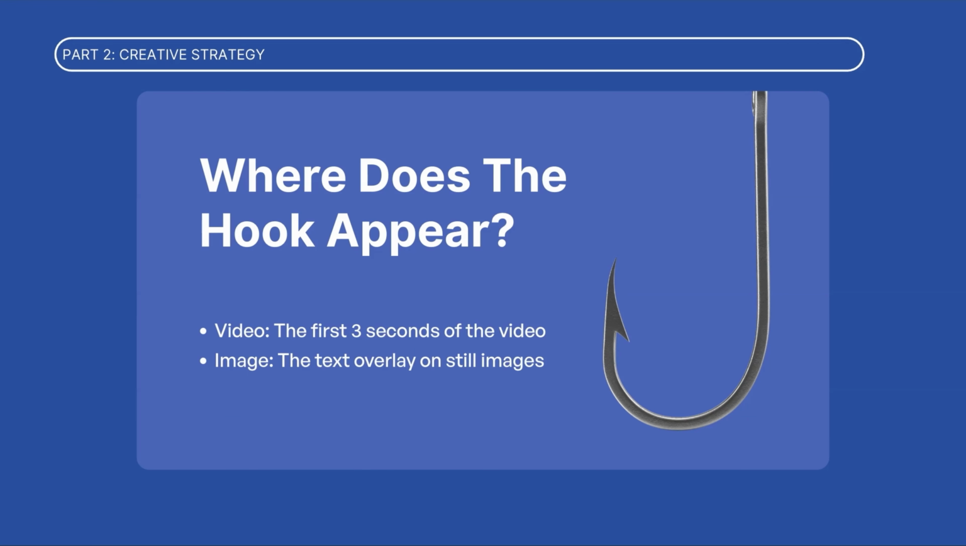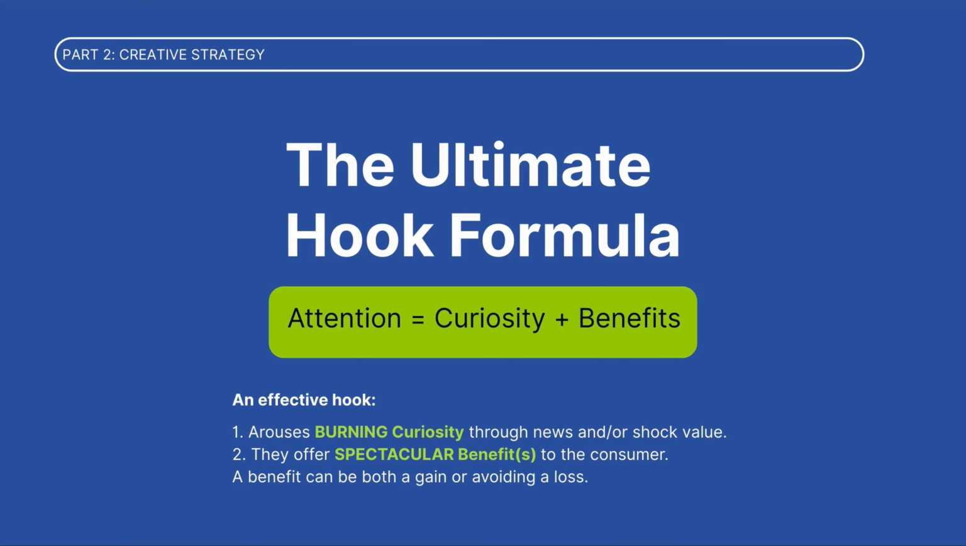So where does the hook appear? In a video ad, the hook is in the first 3 seconds of your ad. In an image, it's a caption overlaid in your photo, most of the times. Here's the ultimate hook formula. The best hooks get attention by combining curiosity with benefits, either direct or implied. So remember this formula. Attention equals curiosity plus benefits.